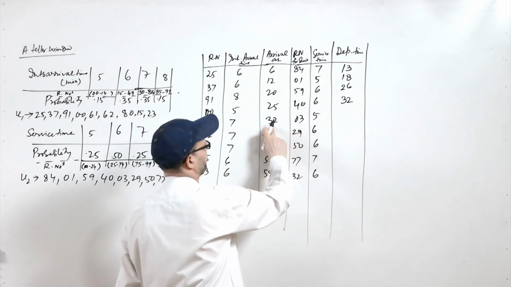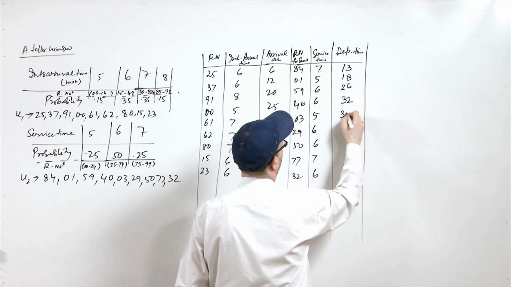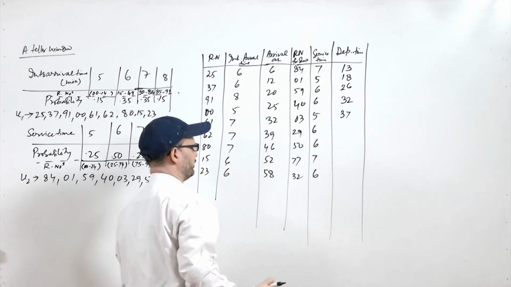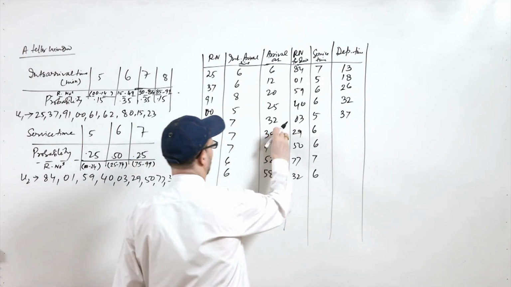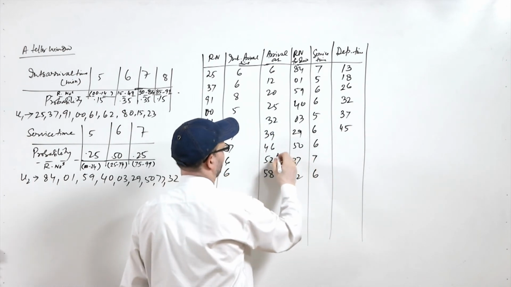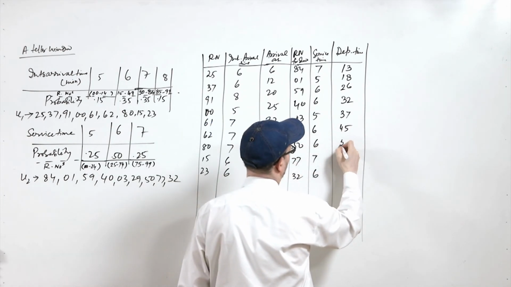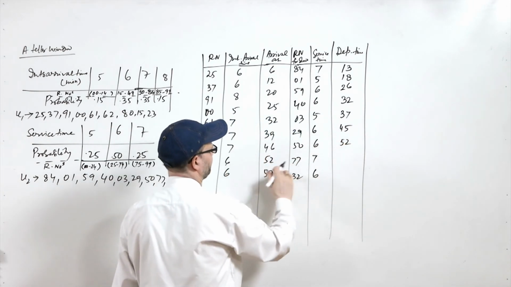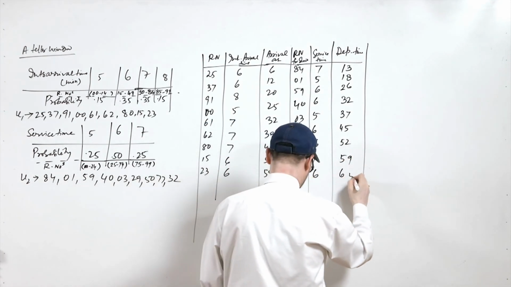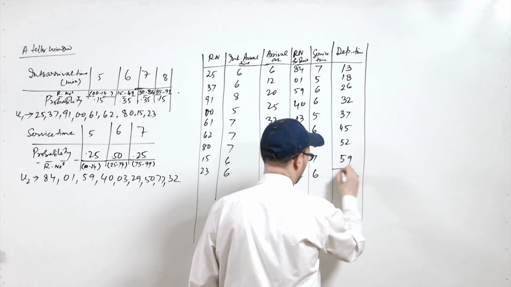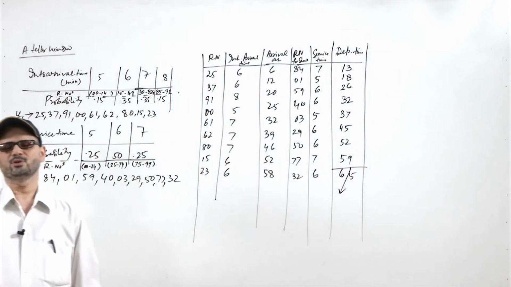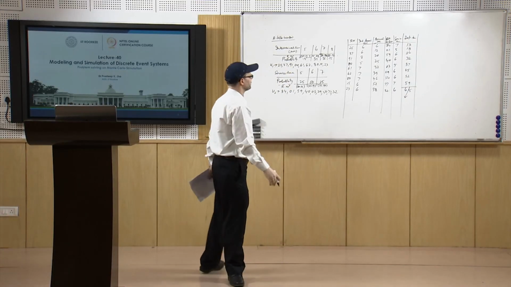Now, this 32 is same. So, it will be 37, 37, and here again 39. So, 2 minutes is the waiting, the server is waiting. So, 39 plus 6 is 45, similarly 46 plus 6 is 52, then you will have 59, and then you will have 65. So, 65 is going beyond the 60 minutes, so we are stopping here.